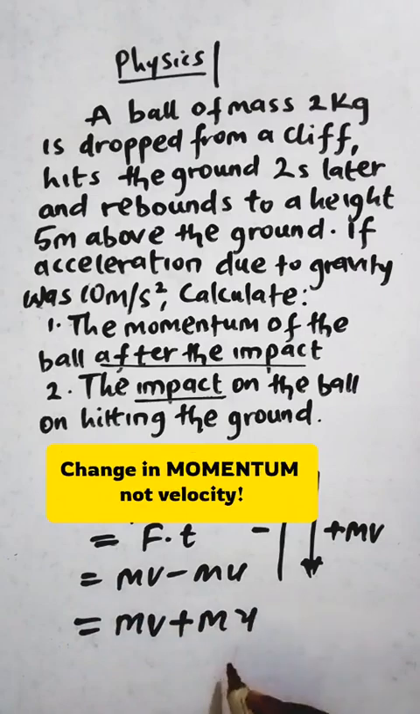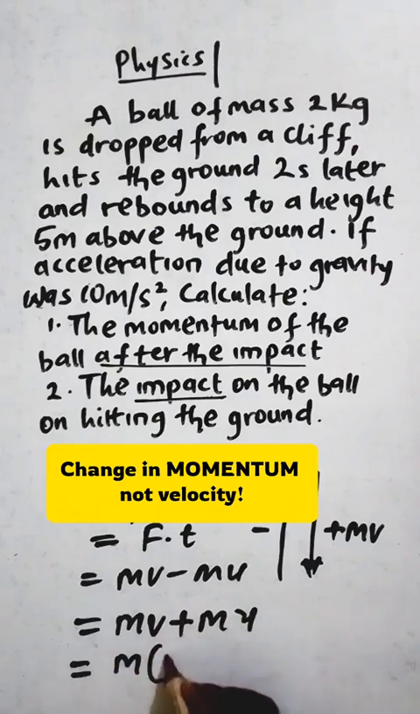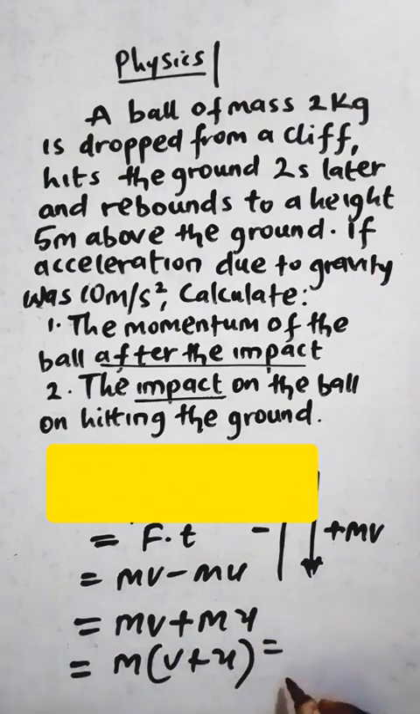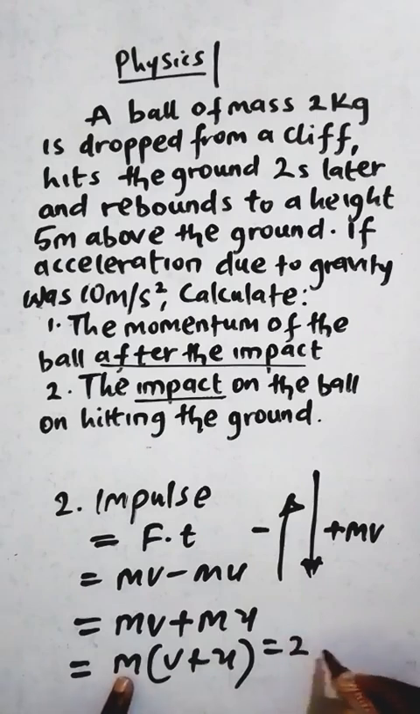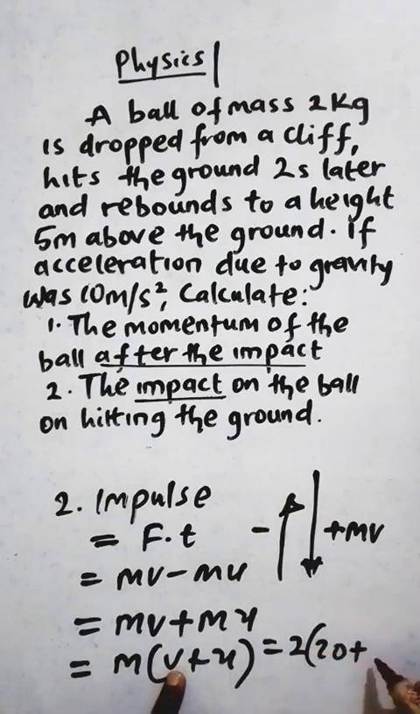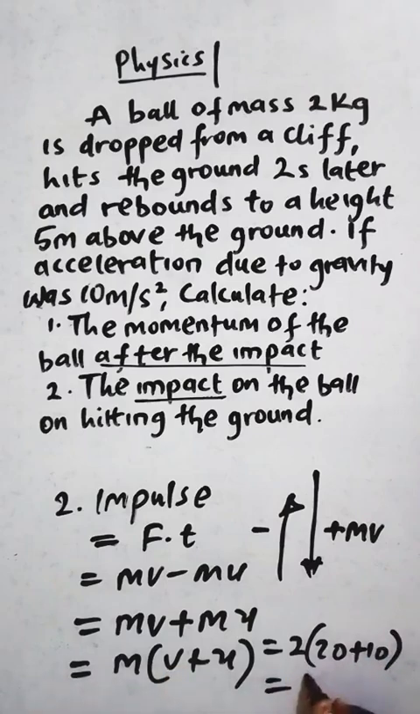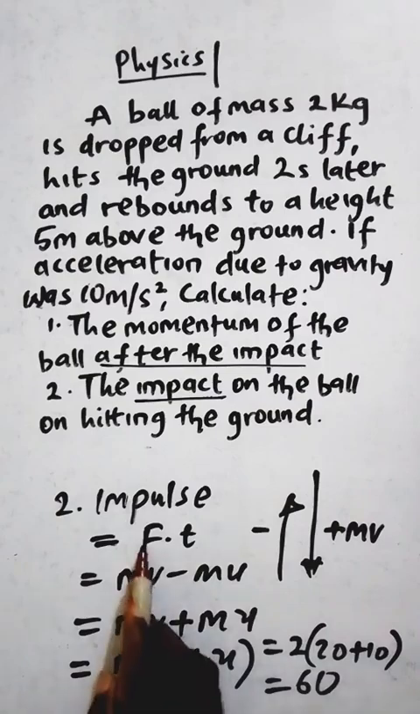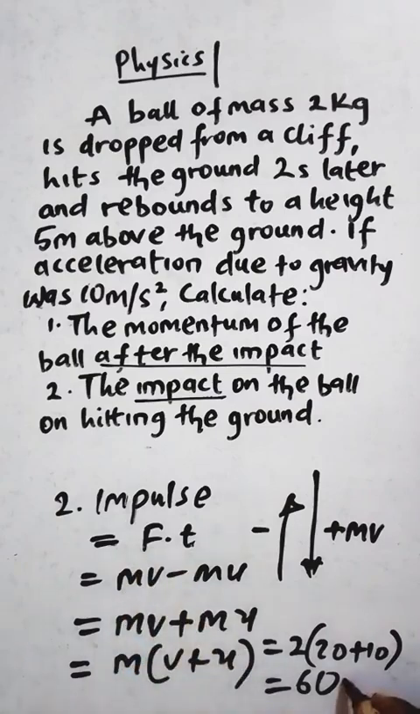You understand? So this is going to be equal to, you factorize this and you get m(v + u). Now we add the two velocities. The mass is 2. Then the first velocity that we calculated was 20. The second one was 10. So when you add 20 plus 10, you get 30. And 2 times 30 is 60. Now, what's the unit for impulse? This is force, and this is time. So it is Newton second. So that's the impact on the ball after hitting the ground.